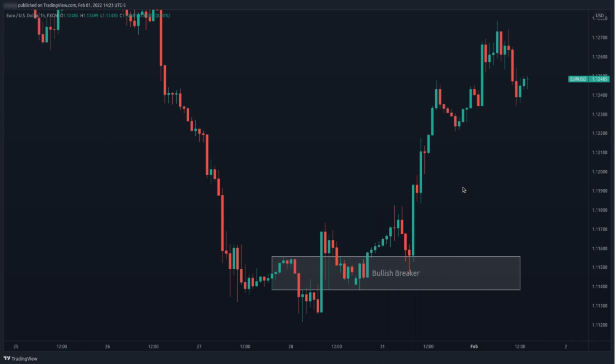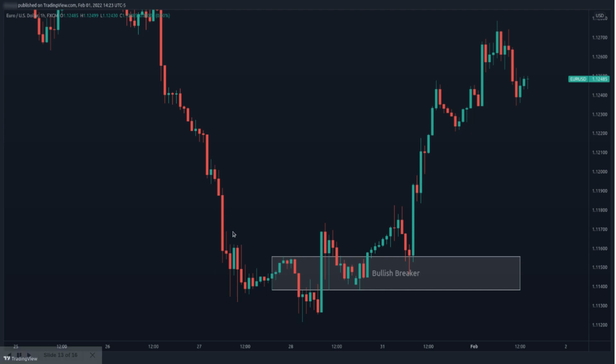All right, let's have a look at the breaker. Now this is an interesting structure. It might take time to understand, but once you understand it, it becomes second nature, very easy, and you can predict what price is going to do when it gets to that point. So the breaker represents some kind of market structure shift.